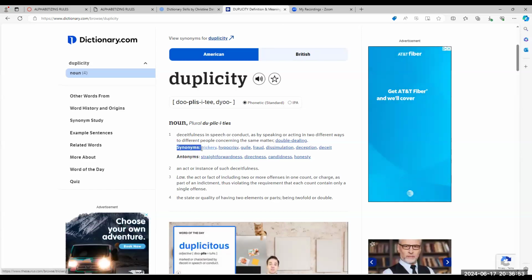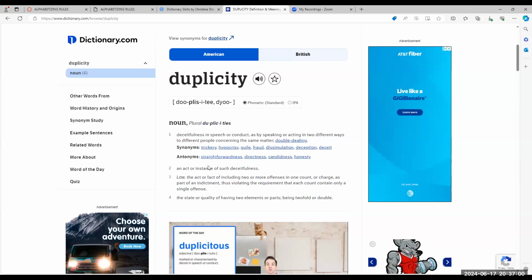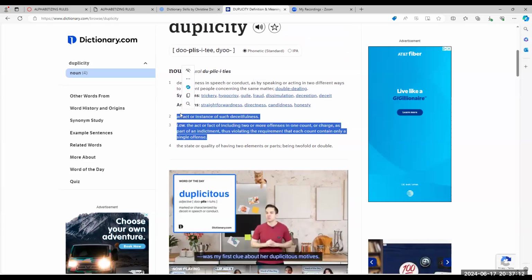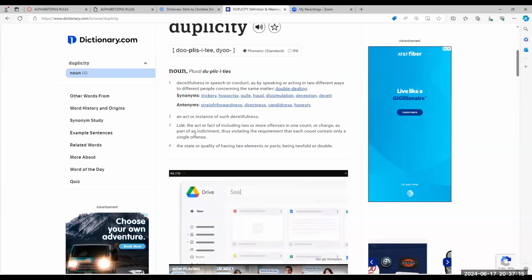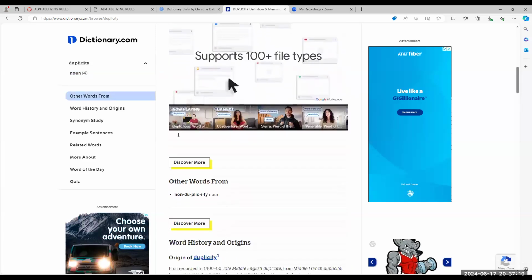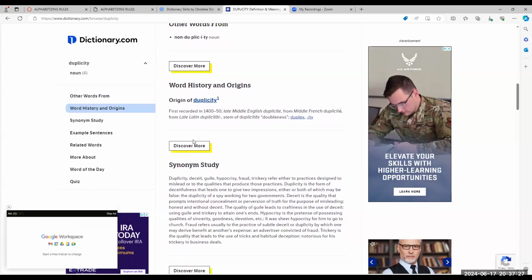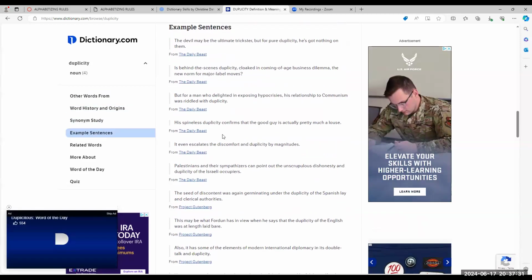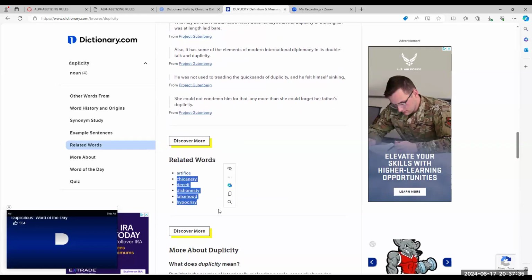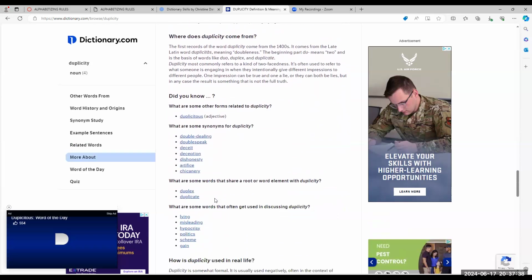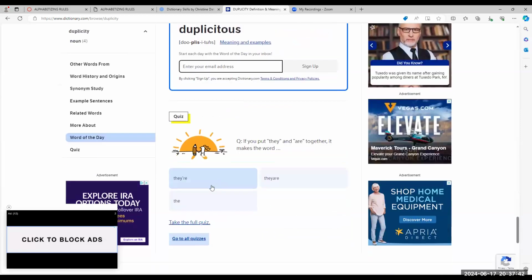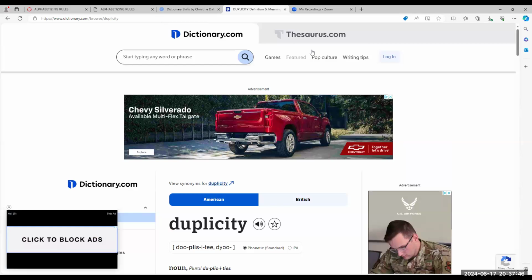We have the synonyms, which is trickery, hypocrisy, guile, fraud, and we have the antonyms, which are the opposite, right? So straightforwardness, directness, candidness, honesty, these are all the opposite. Now, these are other meanings that it could have. An act or instance such as deceitfulness, law, and the state of quality. You can find other word forms. And then you can find examples in the sentence and words that are related to it. Okay. Make sense, everybody? Do you see it? Great.